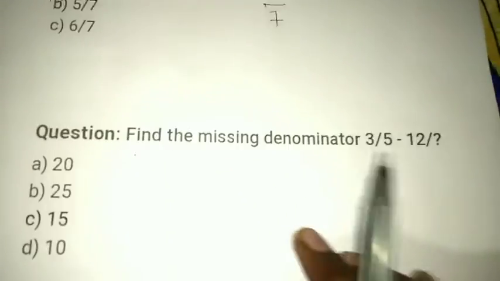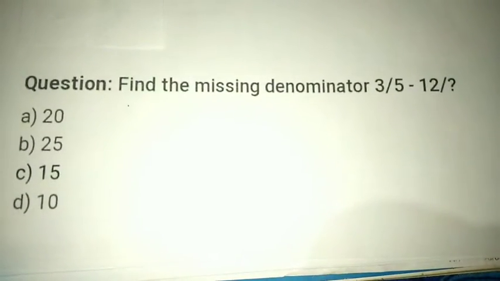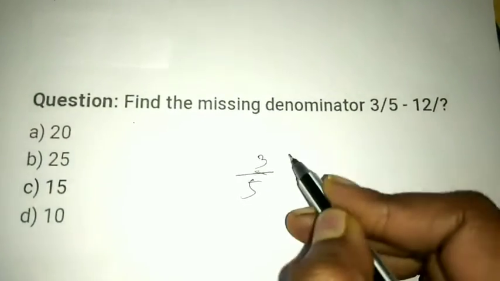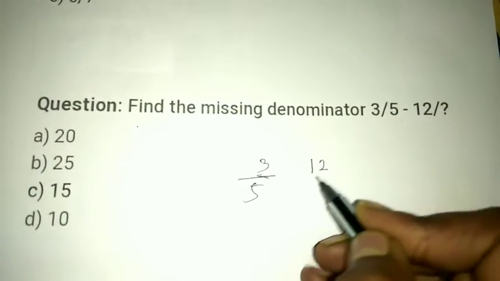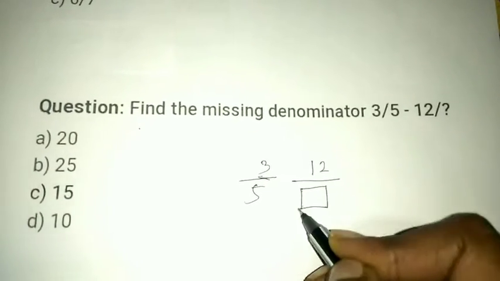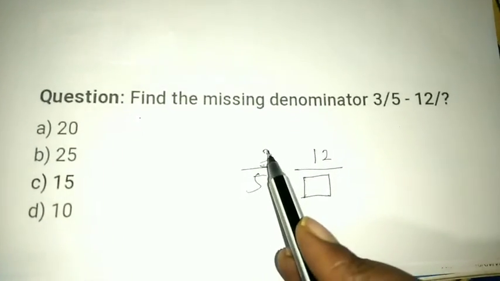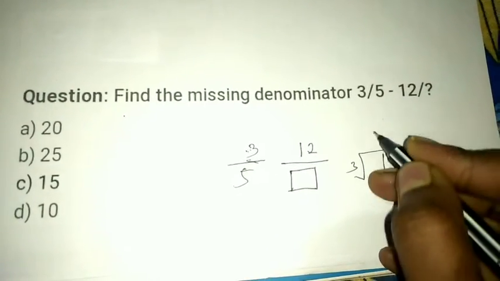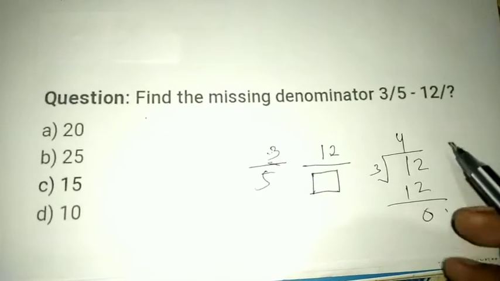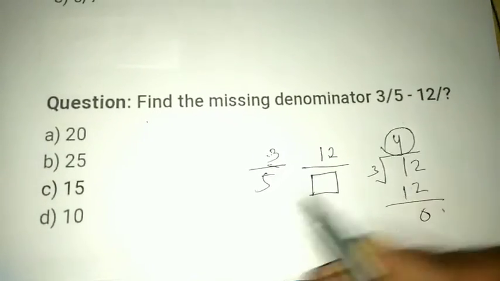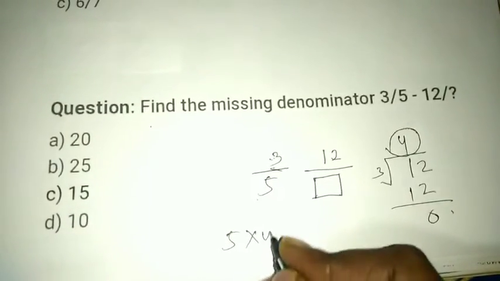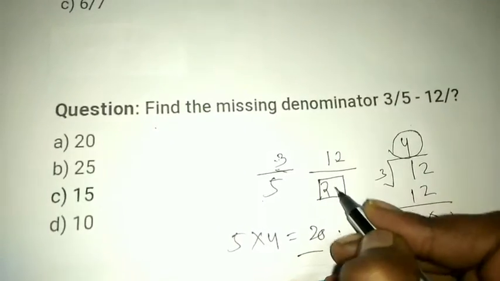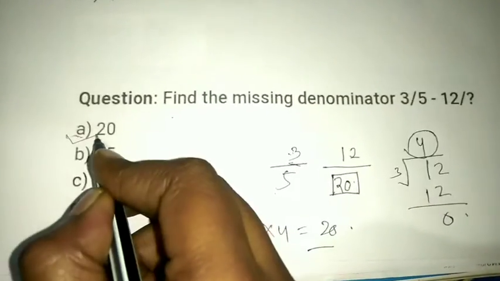Then moving to question number 3. Find the missing denominator. The first fraction is 3 by 5, and for the second fraction the numerator is 12 and the denominator is missing. So simply we have to divide 12 by 3. 3 fours are 12. And we have to multiply the quotient with 5. 5 into 4 is equal to 20. So our answer is 20. The missing denominator is 20, which is option A.